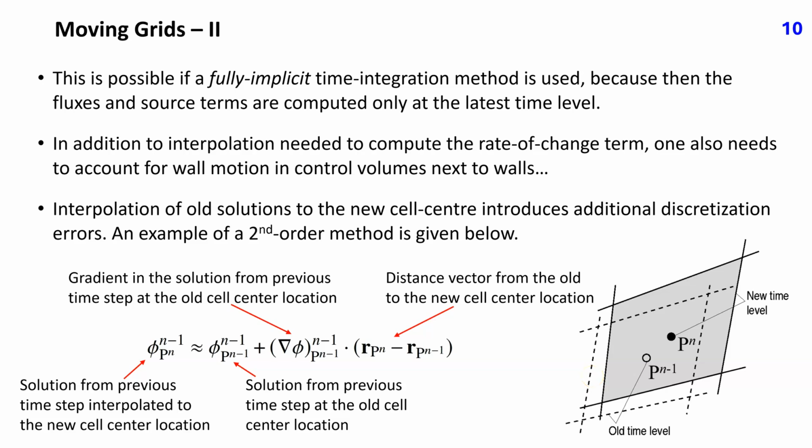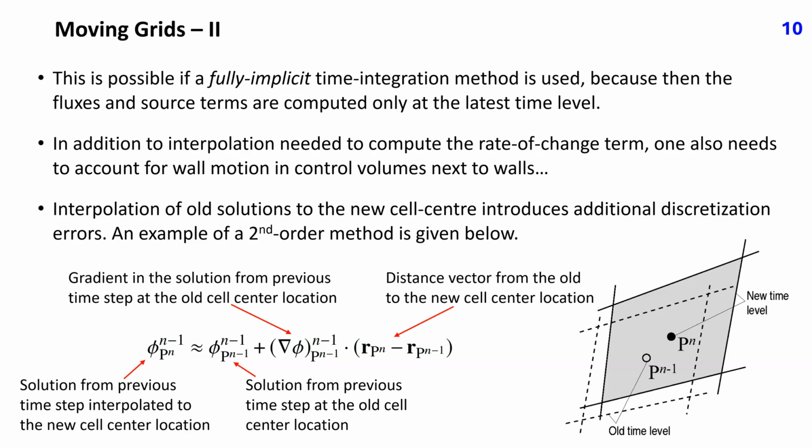The approach described in the previous slide is possible if a fully implicit time integration method is used, because then the fluxes and source terms are computed only at the latest time level. The solutions from previous time steps appear only in the time derivative and can be computed as described in slide 9. In addition to interpolation needed to compute the rate of change term, one also needs to account for wall motion in control volumes next to walls. The method described in slide 8 can be used.